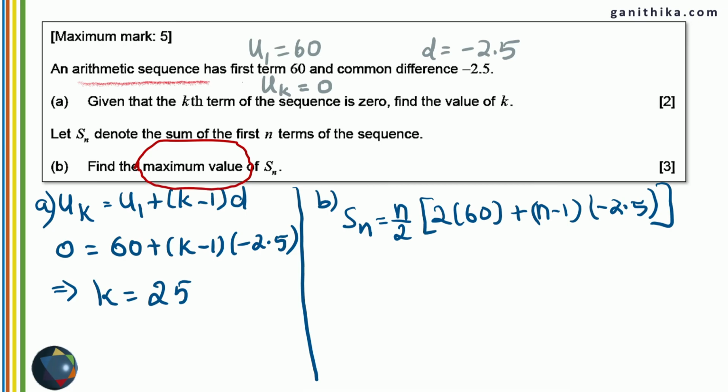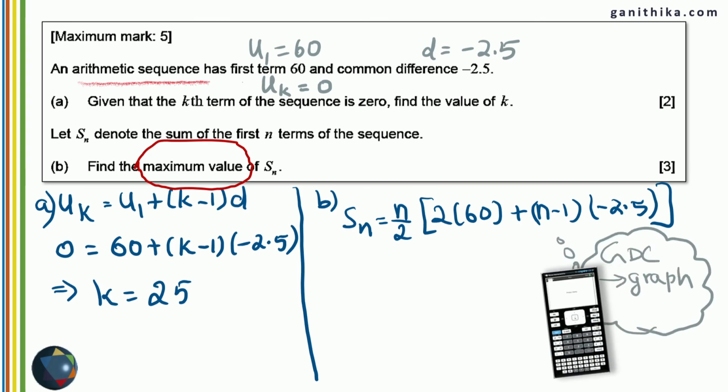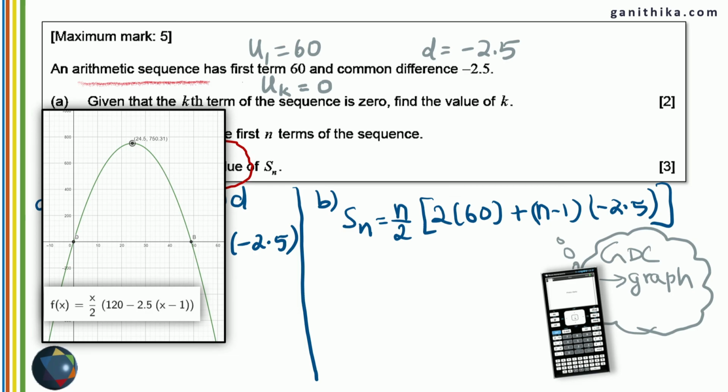Now we are looking for the maximum value of this equation, of this function in fact. So this is a function, therefore use your GDC and graph this function. What graph will you draw? You will take f of x as Sn and n as x. So f of x is equal to x over 2 times 120 minus 2.5 times x minus 1 will be the function that you will input into the GDC. The graph will be an inverted quadratic graph, and what you are going to look for here is the value for Sn, which is going to be the maximum y value. So the maximum value of Sn is nothing but the maximum y value in this function.